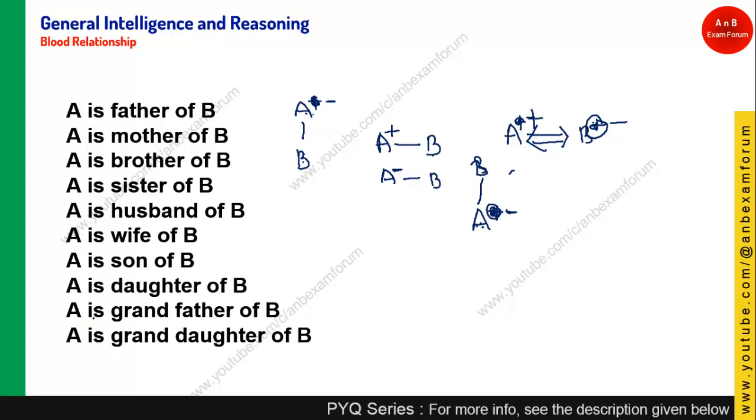Next one is A is grandfather of B. Grandfather means he is male. Grandfather means there will be a gap of 2 generations. Here the middle person we don't know, but the final one is B. B is either grandson or granddaughter, but definitely A is male because it is grandfather. Similarly, if A is granddaughter, then instead of plus it will become minus.